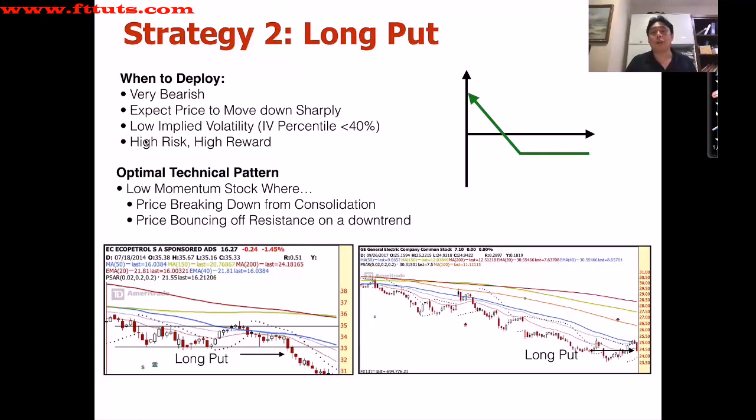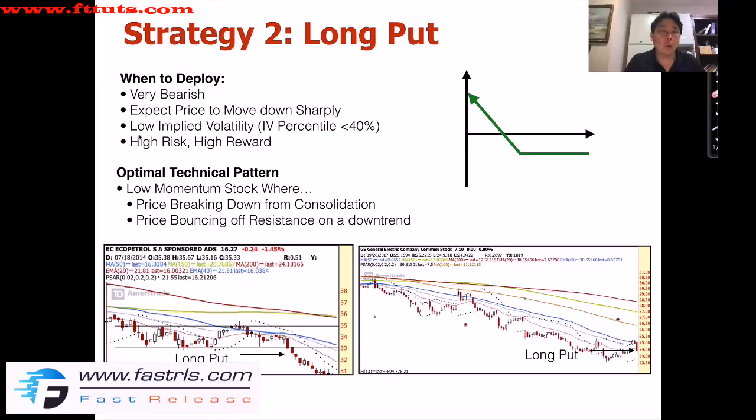And just like call options, we buy put options when they are relatively cheap, when there's low implied volatility. As I've mentioned, we look at IV percentile on the trading platform, and if it's below 40%, options are cheap. And if they're above 50%, I would caution against buying options unless you're really, really confident that it's going to move sharply in one direction. Next, we deploy this strategy when we're going for really high risk, very high reward trades. And we again deploy this when we are really bearish.